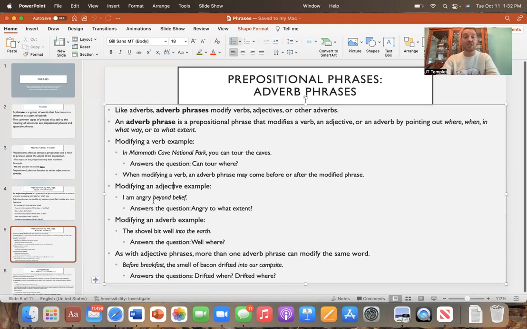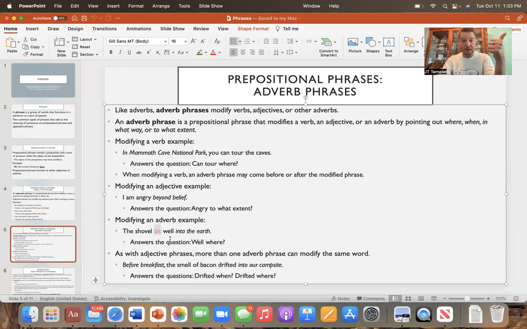When it modifies an adjective: I am angry beyond belief. It says, to what extent am I angry, right? How angry am I? Beyond belief. Modifying an adverb example: the shovel bit well into the earth. It answers, well, where? Where was the well? Into the earth, right?